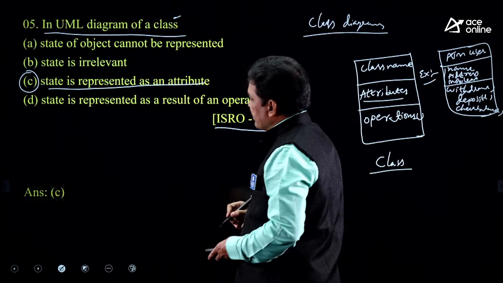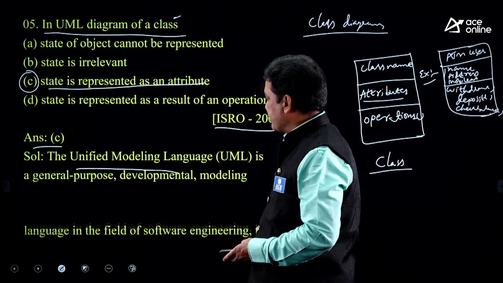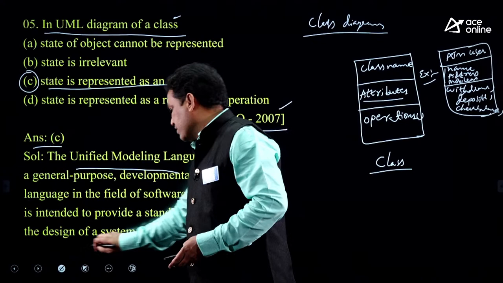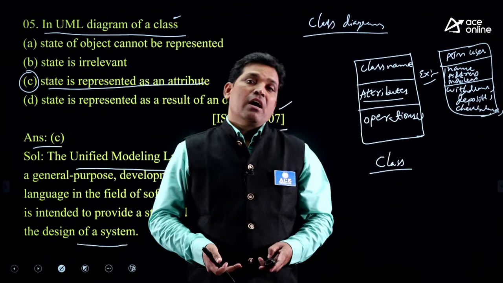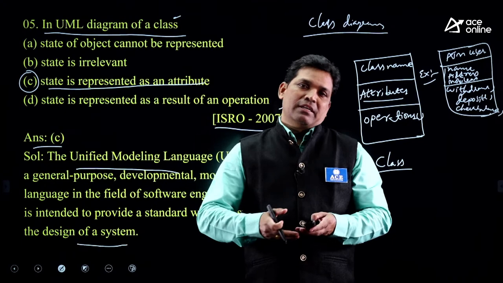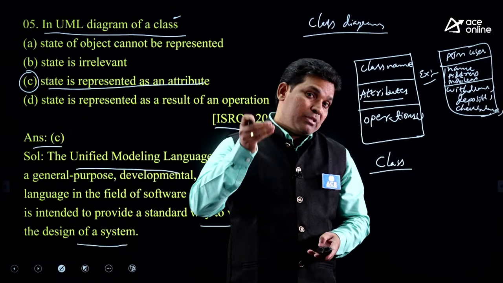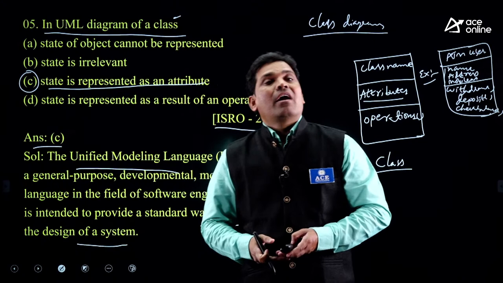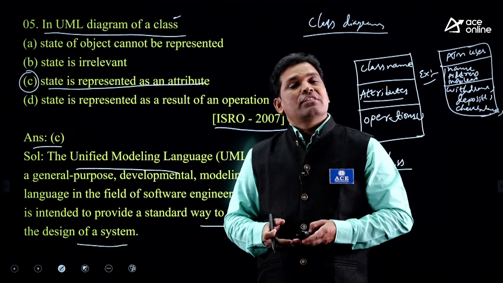The Unified Modeling Language is a general purpose developmental modeling language in the field of software engineering that is intended to provide a standard way to visualize the design of a software system. So UML is used for modeling a software system. Why did UML become popular? Because it is an object-oriented modeling language. That means if you want to design a software system in the form of objects and classes, object and class size is small. So designers can easily design the entire software system in the form of objects and classes. They can easily understand, implement, test, replace, and reuse. These are the advantages of an object-oriented software system. So any software system you want to model in the form of objects and classes, UML is required. That's why UML became popular, right?